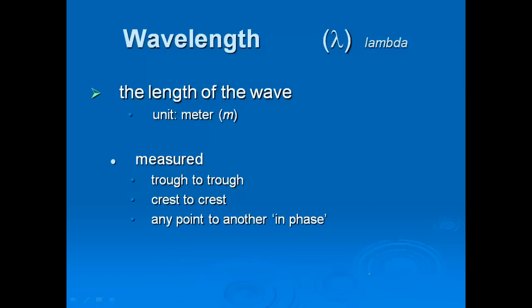The wavelength is how long the wave is, of course, and its unit is meters. We measure it either from trough to trough, crest to crest, or any point to the same point in another that is in phase.